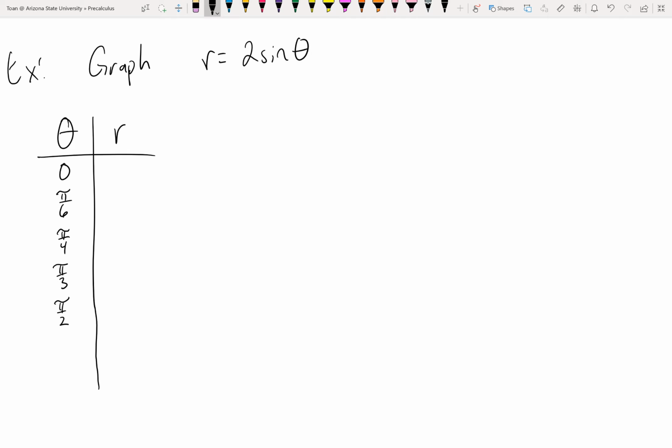Pi halves is special. The second question I always get is, hey, Mr. Vo, how long do I have to go? How many thetas, how many angles do you have to pick? There's probably a nice mathematical way to always figure it out, but why bother doing the extra thinking? How do I know how far I need to go? I go as far as I need.